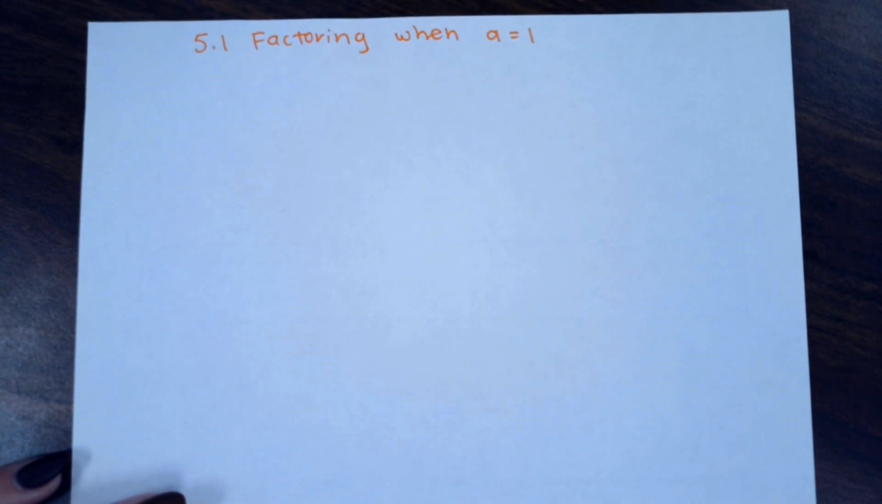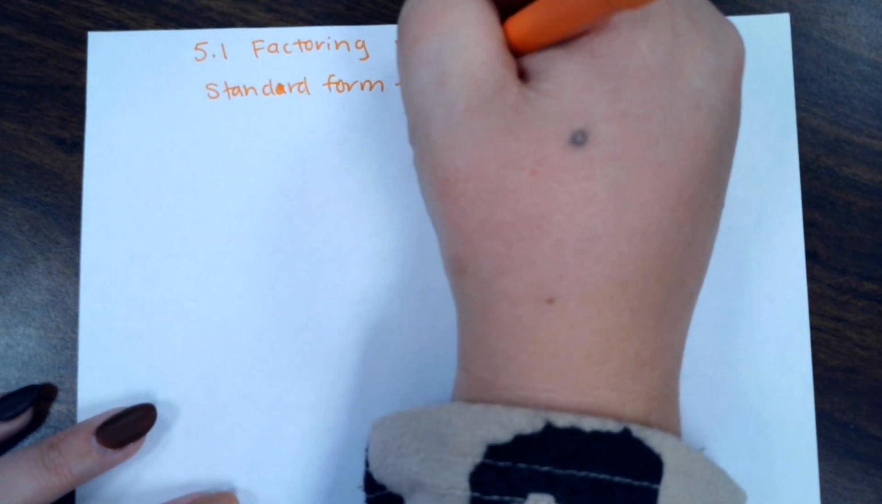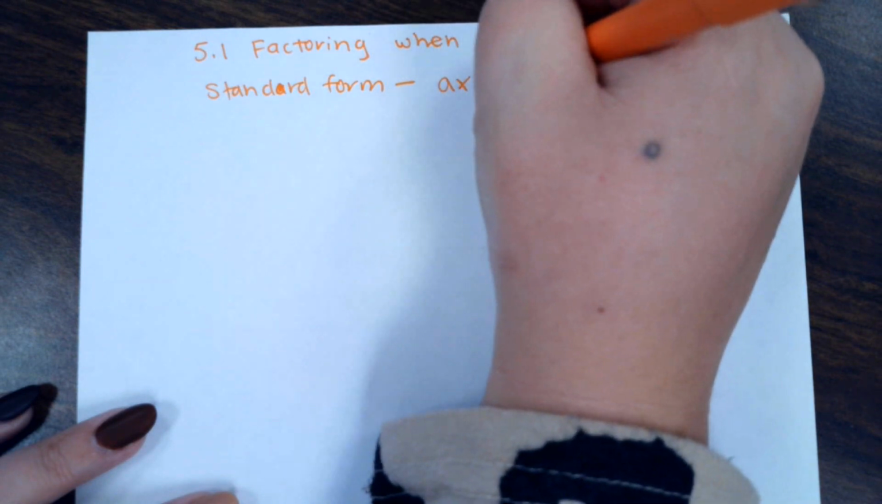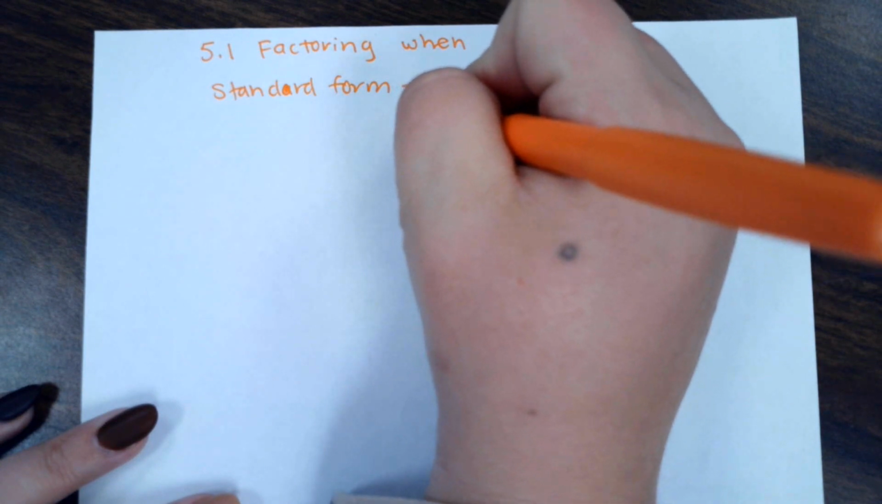Today we are going to review, because we did this in Algebra 1 a little bit, factoring when a equals 1. First, let's remind ourselves what a is. Well, the standard form of a quadratic looks like this: ax squared plus bx plus c. So we're going to factor today when a is 1.